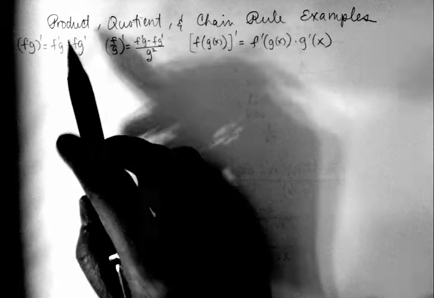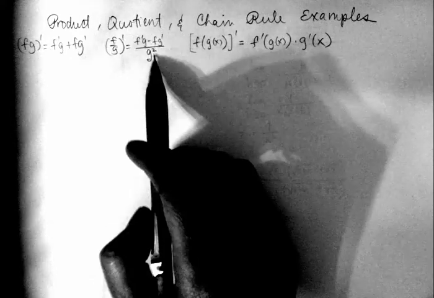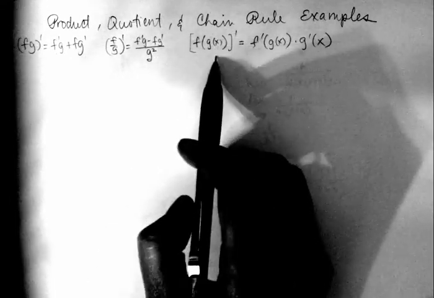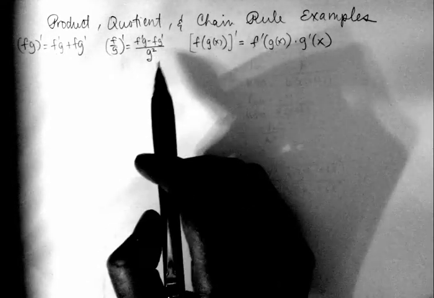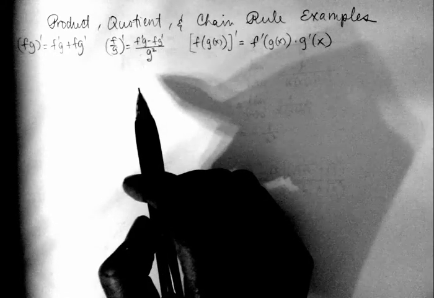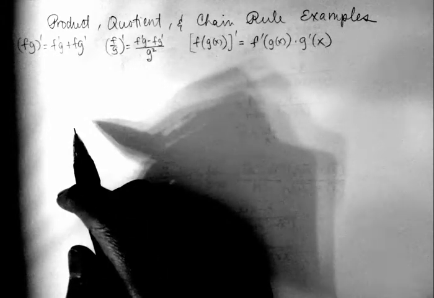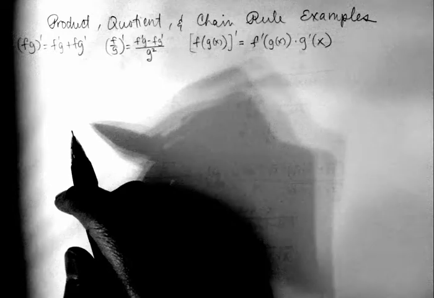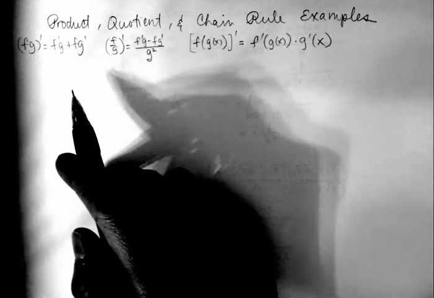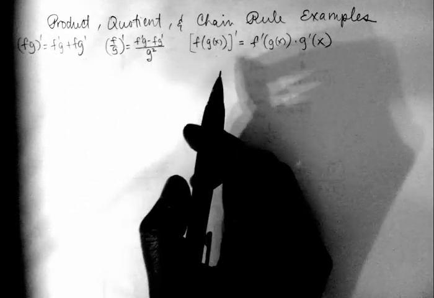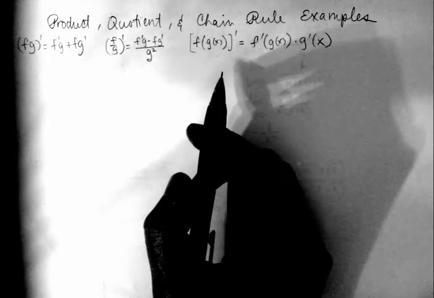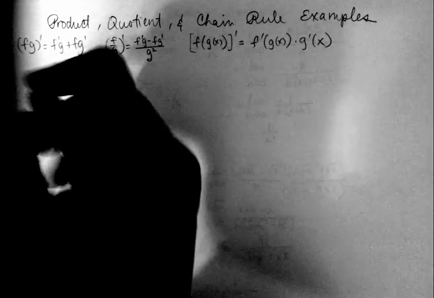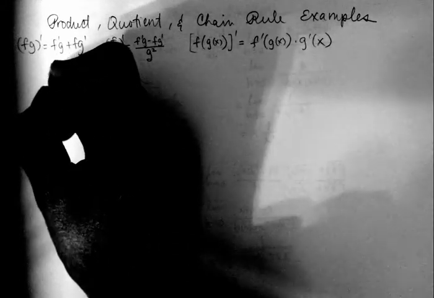So we have the product rule, the quotient rule, and the chain rule, which are all ways that we can combine two differentiable functions f and g. So now we're just going to practice using these three theorems with a couple of combinations of functions.